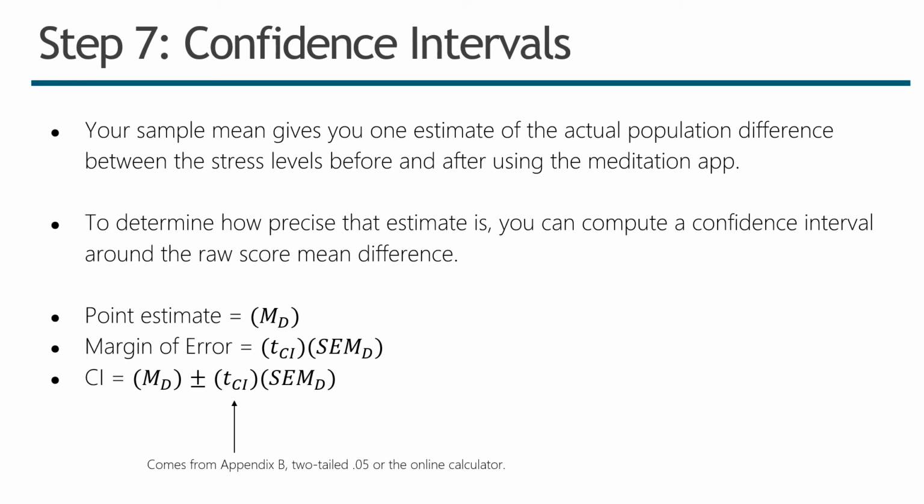The formula we're going to use is we're going to take a point estimate, which is the mean of the difference scores, and then we're going to add or subtract the margin of error to that. And the margin of error is the t for the confidence interval multiplied by the standard error of the mean difference.